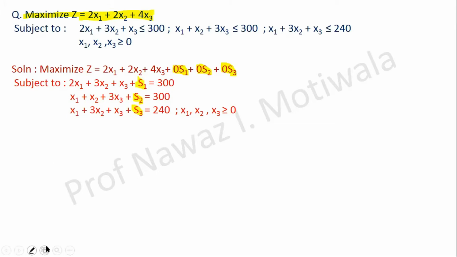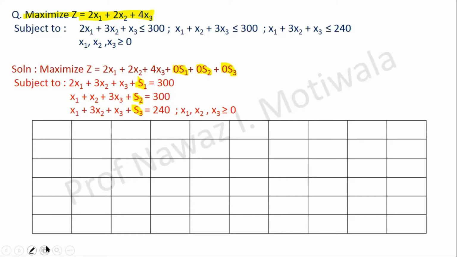After this step we need to make a table, the simplex table. You can see here the table will be like this. Look at the objective function: x1, then x2, x3, s1, s2, s3. The same variables will come here: x1, x2, x3, s1, s2, s3 and b. Next we need to write the corresponding coefficients from the objective function. Here we had 2 with x1, so 2 will come above x1, similarly 2 above x2, then 4, 0, 0, 0.